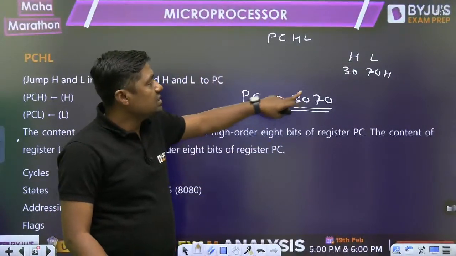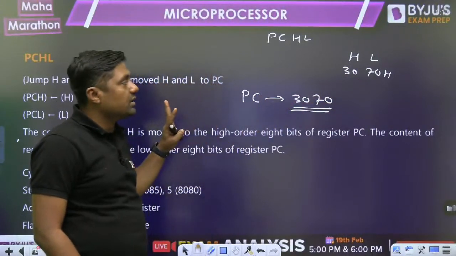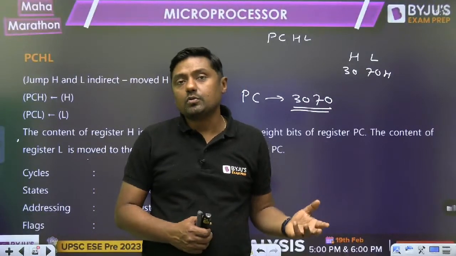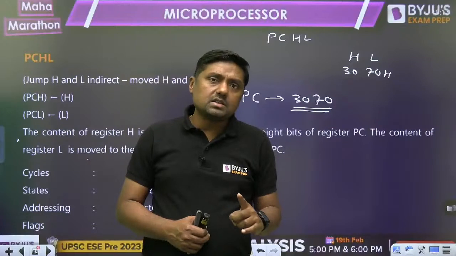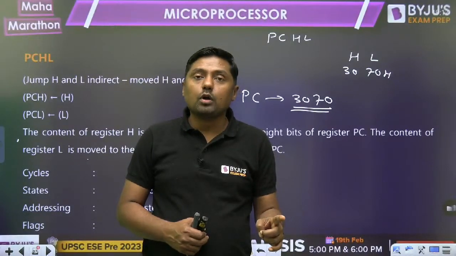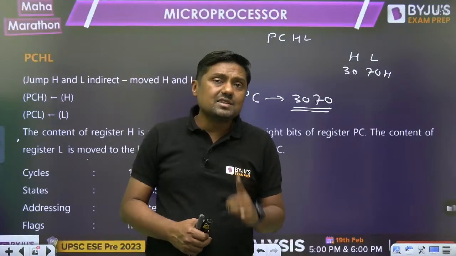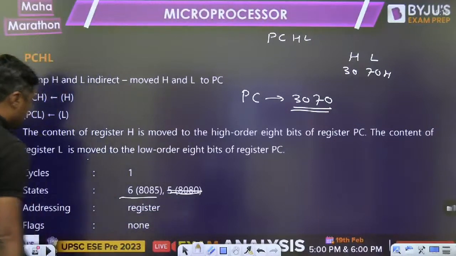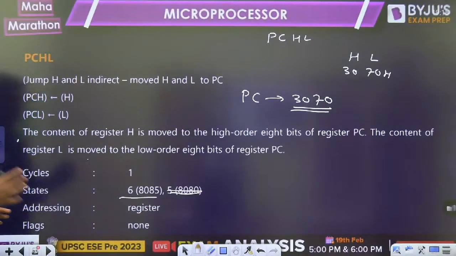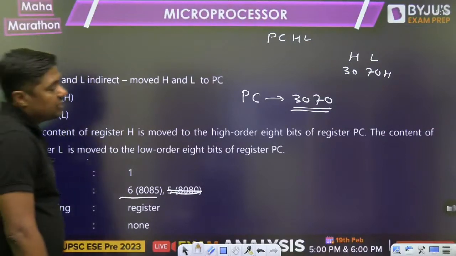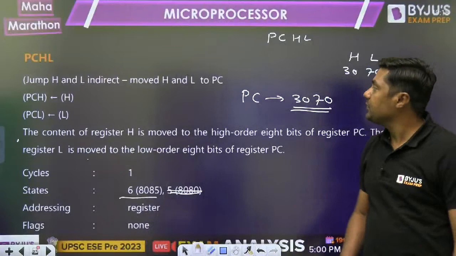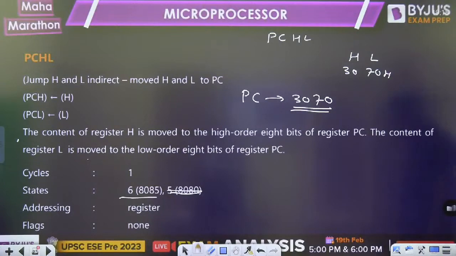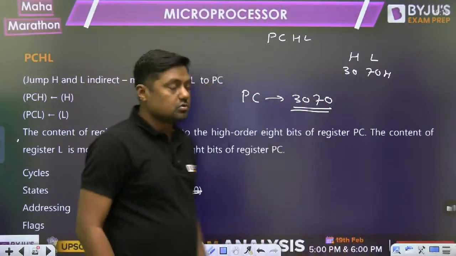So 3070 is stored in the program counter. Now HL is inside the microprocessor, and the program counter is also inside the microprocessor. It is a one byte instruction; we store one code for PCHL. And only 6 T states are required in case of 8085. No need to mug up this. Addressing is register addressing; we are dealing with register to register transfer, 1 cycle and so on. So this is this type of instruction, my dear friend, PCHL and so on. Now if you have any doubts, you can ask, then we will solve some questions.